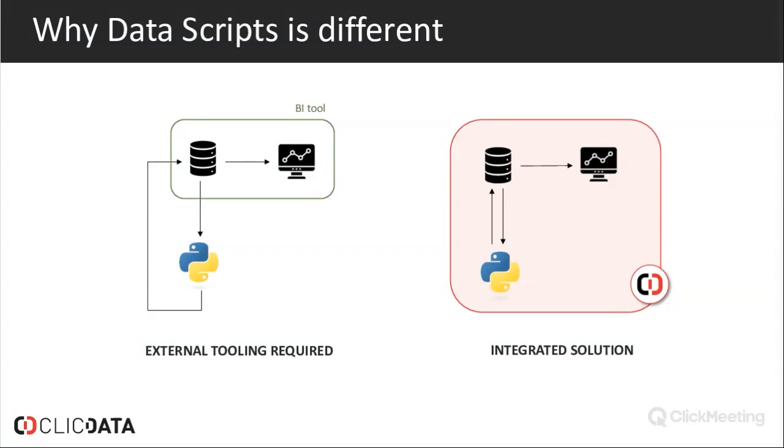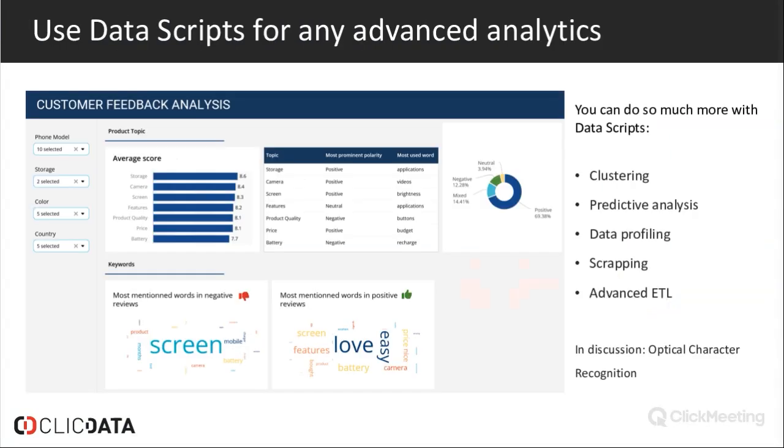We can think, for instance, of customer feedback analysis. The example I showed you was just a predictive analysis, but with Python, I mean, we can do pretty much everything we want. So it can be clustering. We can even think about scraping, for instance, if we need, and even advanced ETL, meaning if you feel more comfortable with Python, for instance, you can still use the data script instead of the data flow if you want.